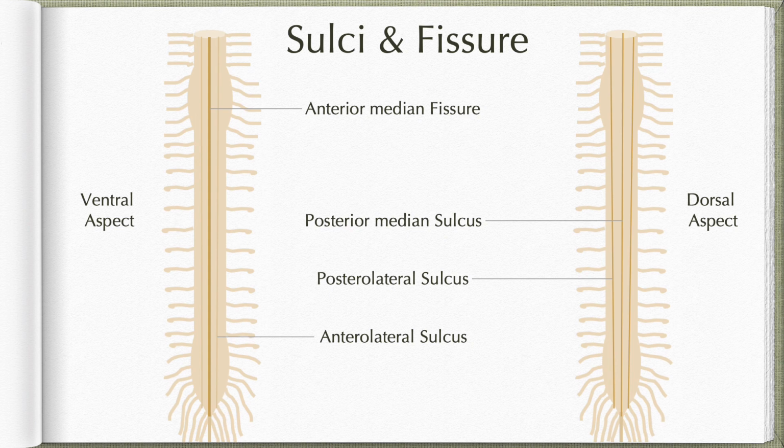In addition, in the upper half of the spinal cord, on the dorsal aspect, we also see posterior-intermediate sulci, which will be separating the fasciculus gracilis from the fasciculus cuneatus on both the sides.